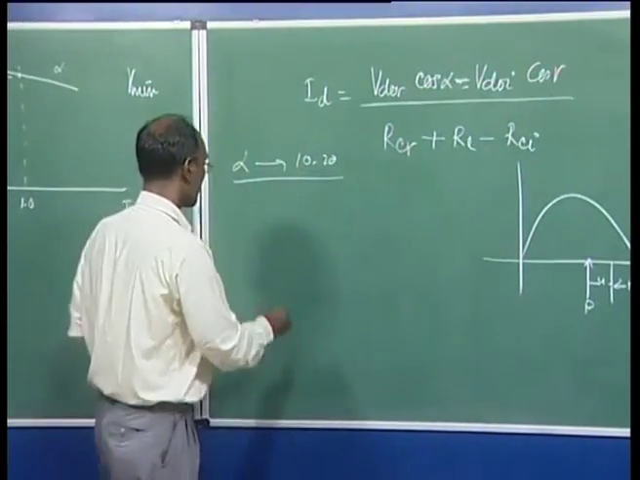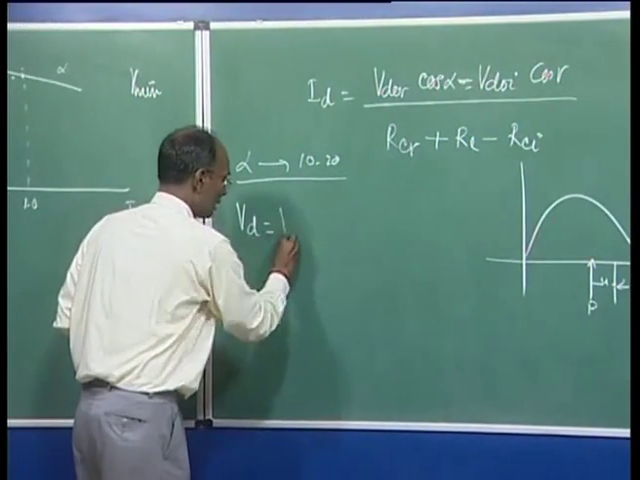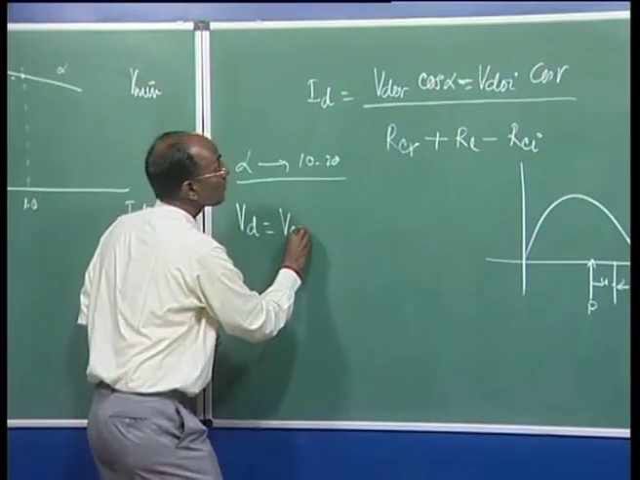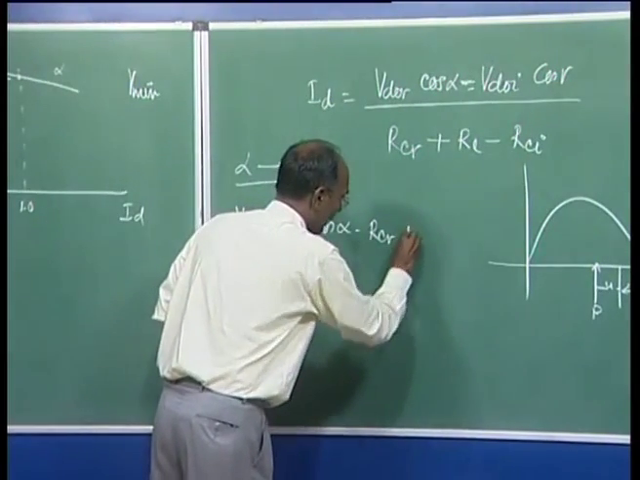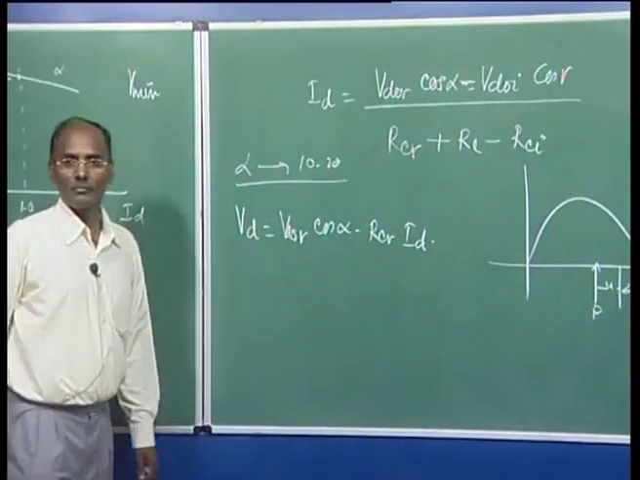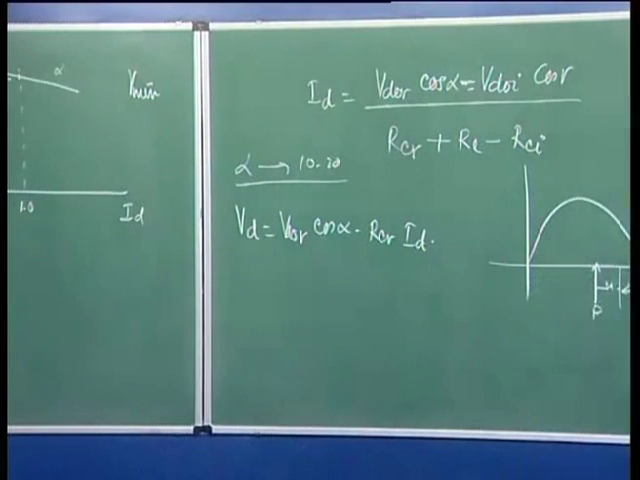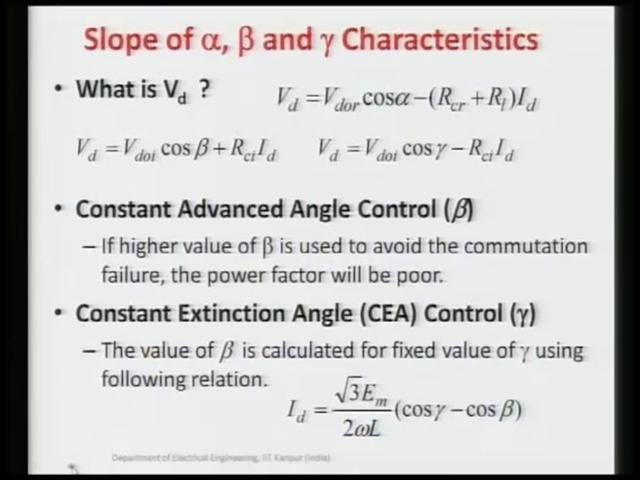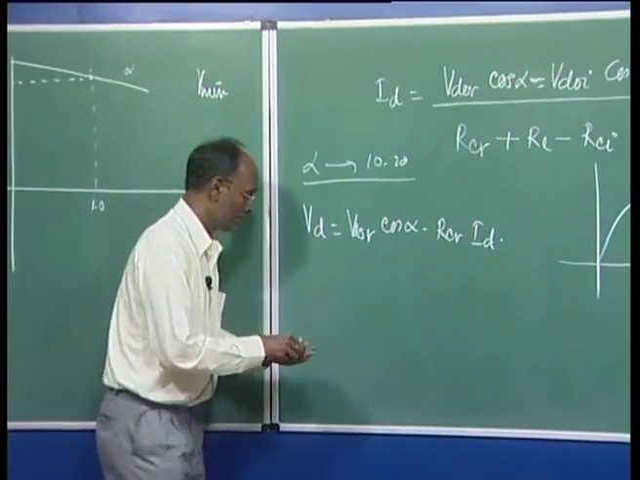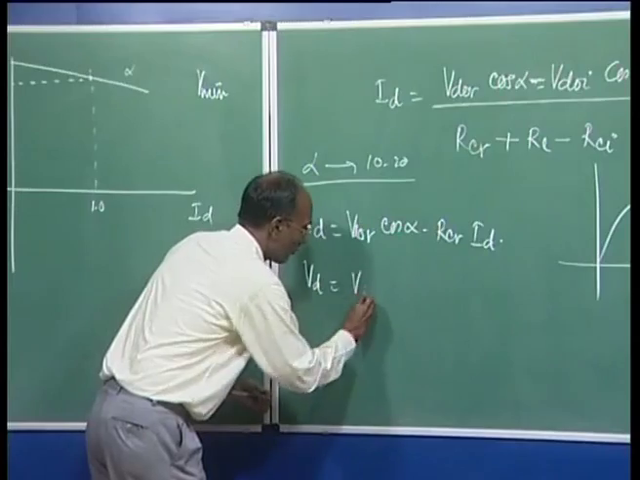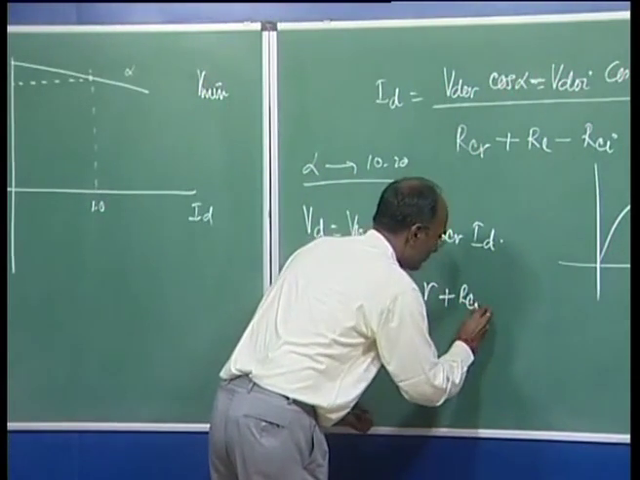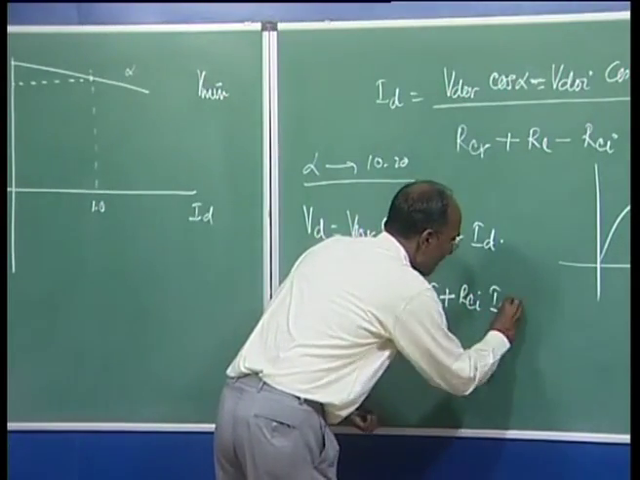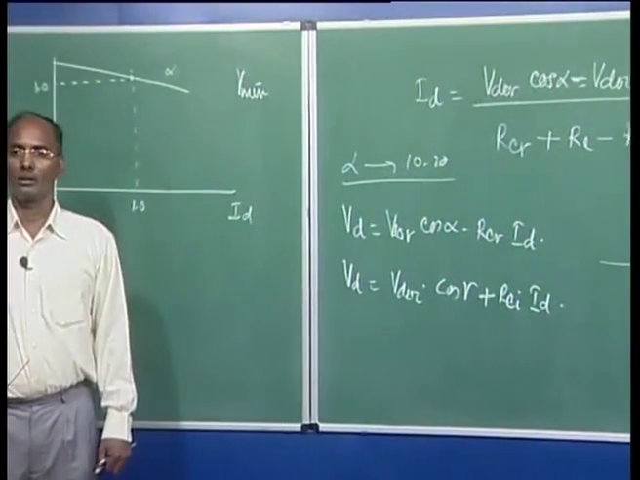If you remember for the rectifier, I just draw this VD, it is your VDO cos alpha minus RCR ID. To visualize this, see this equation. This equation we wrote for the rectifier. Similarly, we can write for the inverter VDO cos gamma plus RC ID.